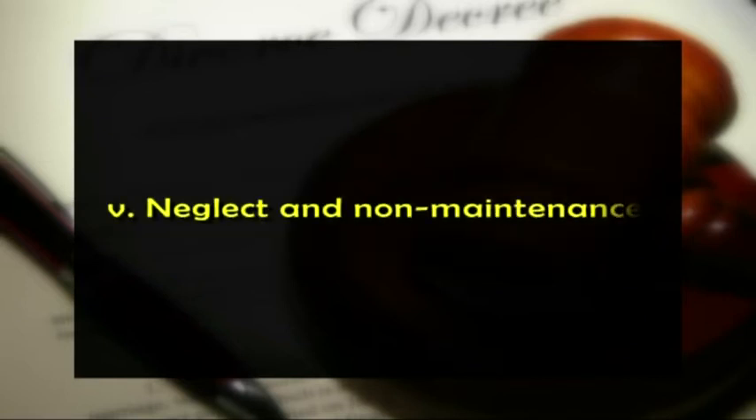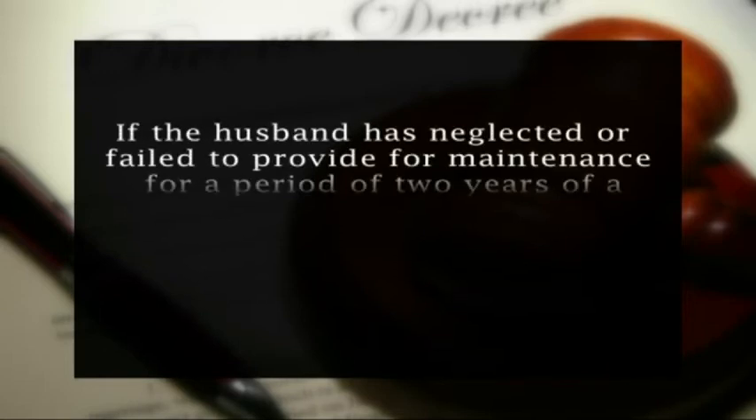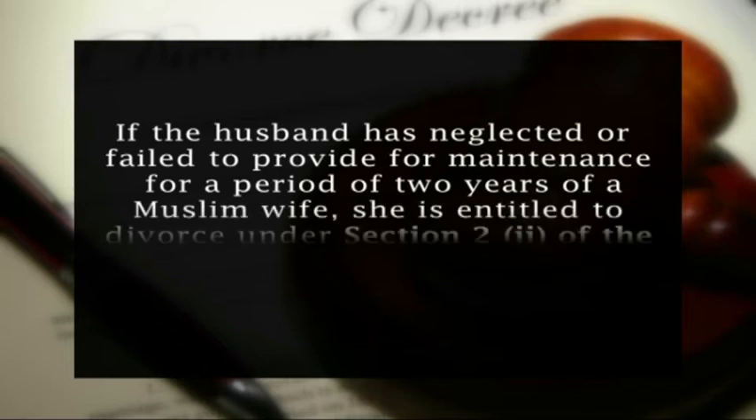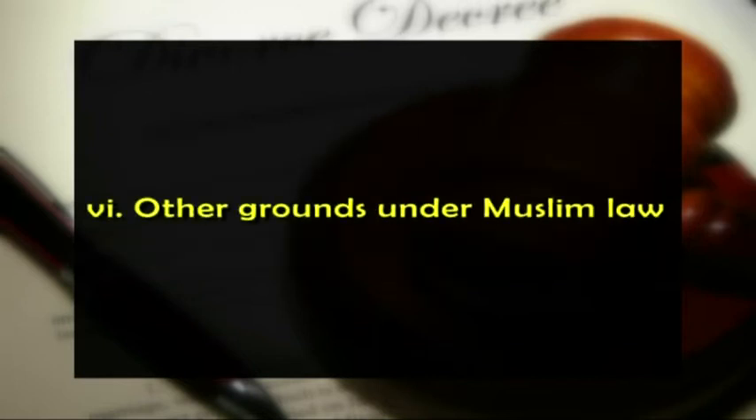Number 5, neglect and non-maintenance. If the husband has neglected or failed to provide for maintenance for a period of 2 years of a Muslim wife, she is entitled to divorce under Section 2, subsection 2 of the Dissolution of Muslim Marriage Act 1939. Number 6, other grounds under Muslim law. A Muslim wife can also seek divorce under various grounds such as khula, zihar, lian, etc.